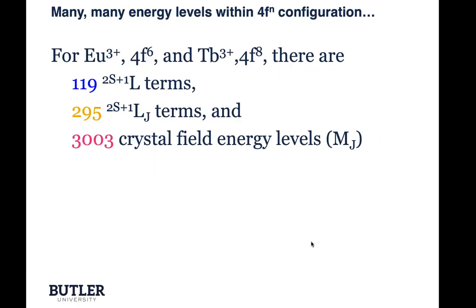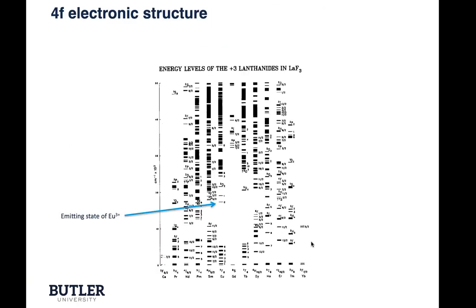Okay, so what this means is within any 4fn configuration, we have a large number of 4f electrons. We're going to have a large number of 2S+1 and L states. We're going to have a large number of Russell-Saunders term symbols. In terms of the 4f6 and 4f8, the europium and terbium, the most common visible emitting lanthanides that we use, you get 295 and you get 3003 mJ levels. So you have a large number of possible energy levels within these. So they're very dense.